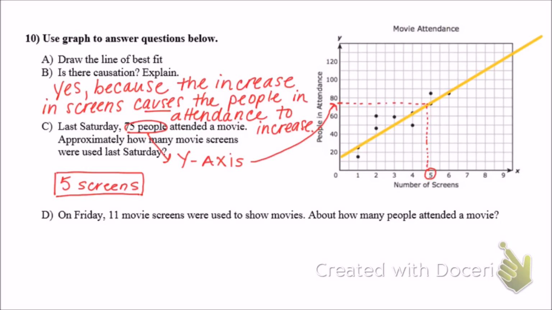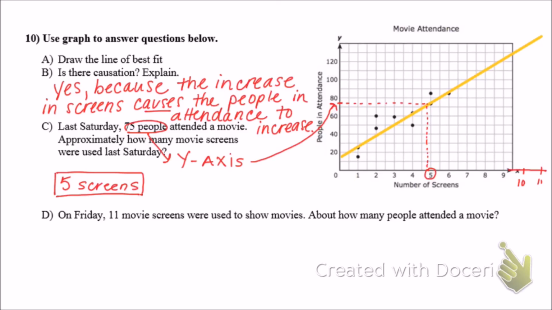Okay, so this is tricky because we don't have 11 screens on our graph. So I'm going to extend my x-axis out just a little bit to where I can approximate that this would probably be about 10 screens. And, not 100, let me erase that. 10 screens, and this would be about 11.